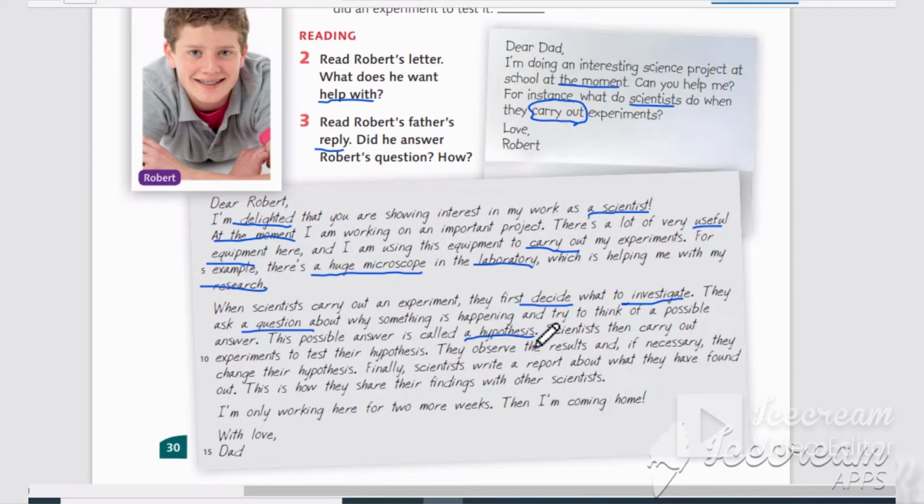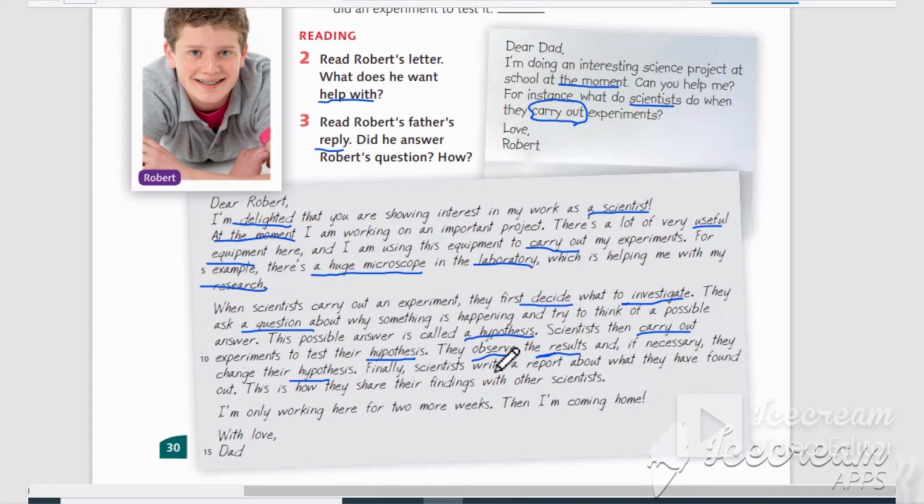Hypothesis يا مس هي الفرضية. First they investigate, then they have إيش، hypothesis. Scientists then carry out experiments. يقوموا بإيش؟ بالتجارب. To test their hypothesis عشان يختبروا الفرضية اللي كونوها. They observe يا مس يلاحظ. After doing tests for a long time they observe. What do they observe? They observe the results النتائج. And if necessary they change their hypothesis. معناته طلعت معهم النتائج مختلفة عن الفرضية اللي حطوها، معناته بيغيروا إيش؟ الفرضية.